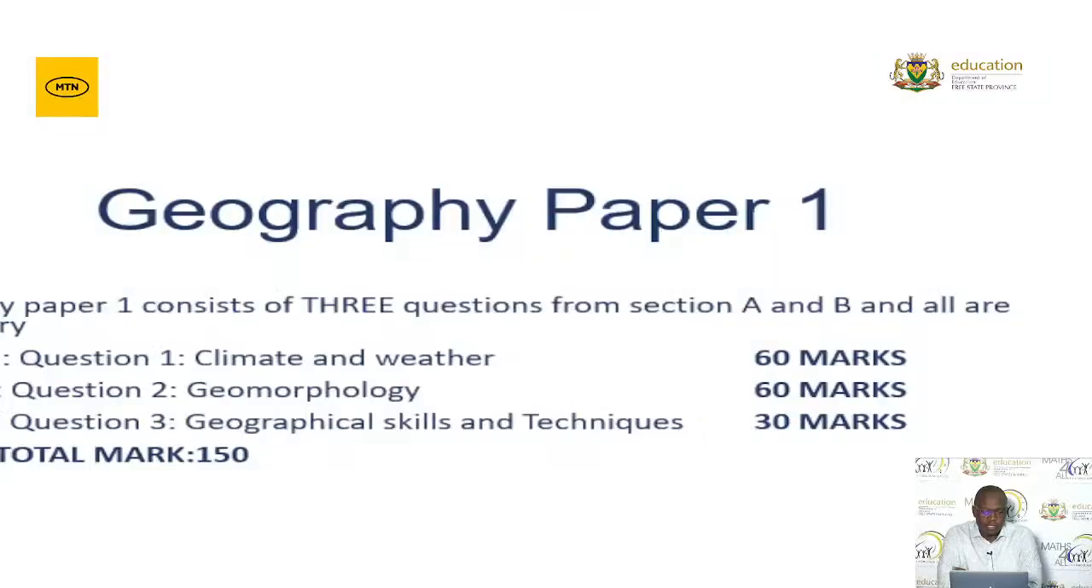The structure for Paper 1, Geography 2022 final examination. We have 3 questions. Question 1 is climate and weather, which is 60 marks. Question 2 is geomorphology, which is also 60 marks. And Question 3 is geographical skills and techniques, which is basically map work, 30 marks.